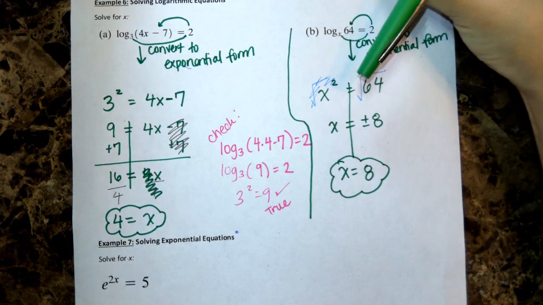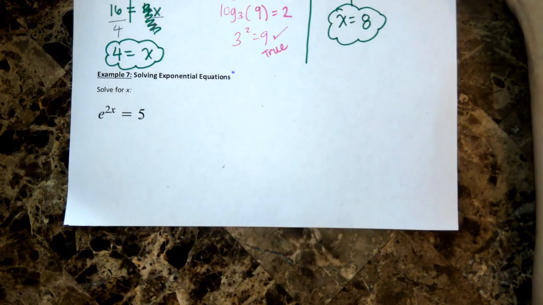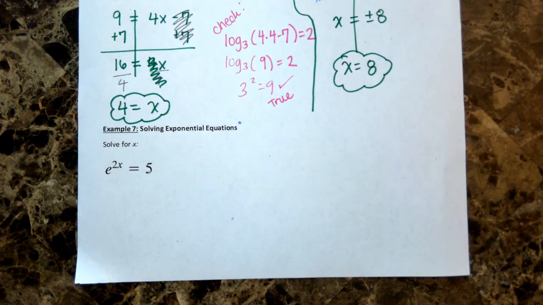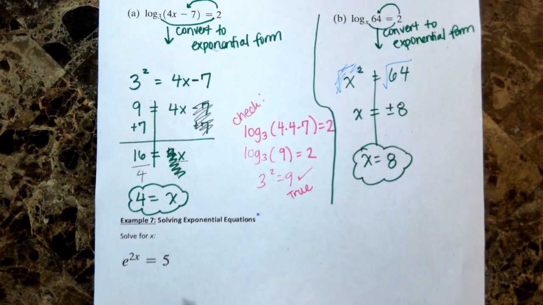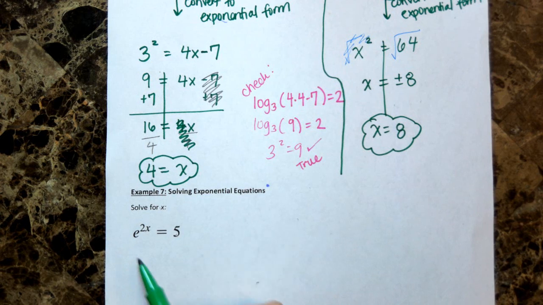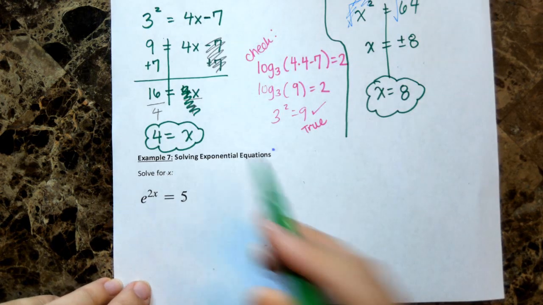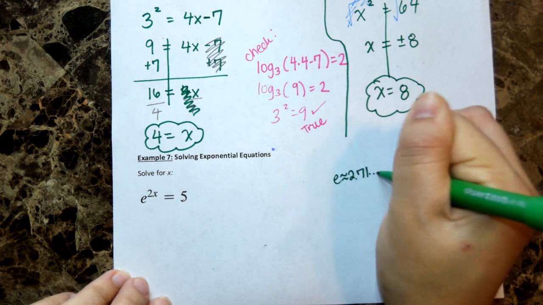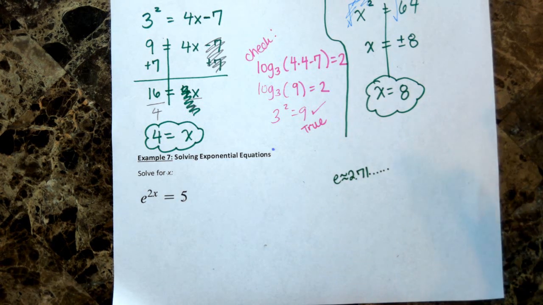All right, last problem, example number 7. This one's a little bit of a challenge one. Solve for x. Now, this time it gives me an exponential equation, and it says to solve for x. Remember, e is that famous number. It's approximately 2.71. It has a bunch of decimals. It goes on forever, but that's approximately.